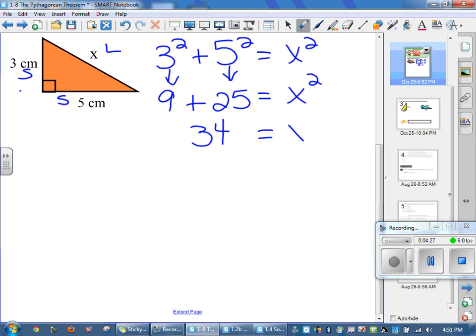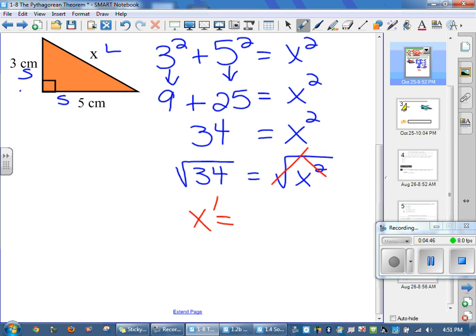Now, how do I find x by itself, not x squared? I take the square root of those. The square root of x squared, opposite functions cancel, so my root sign disappears, my squared sign also disappears, and I get x equaling the square root of 34. Now, it says to round to a tenth, so the square root of 34 is going to give me 5.8 when I round it. Okay? That's what I get for my first example.